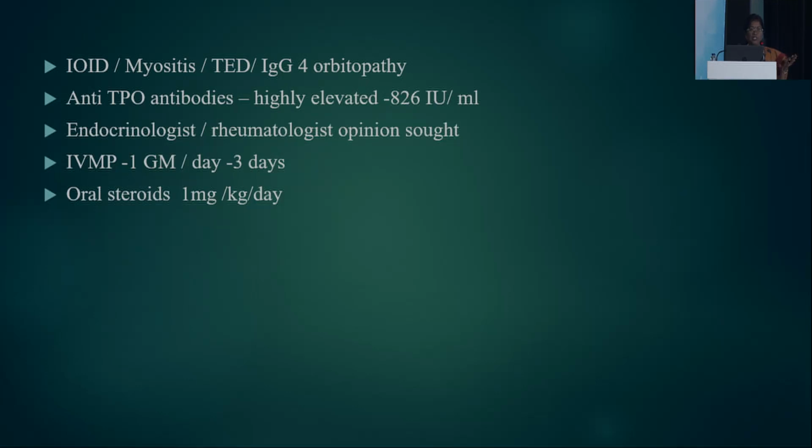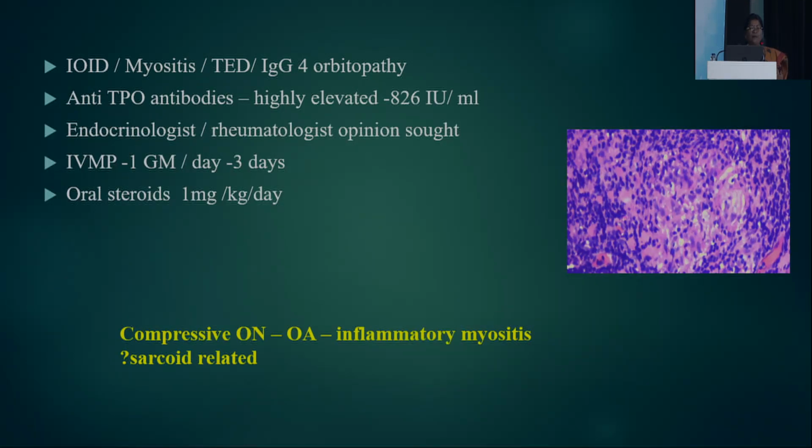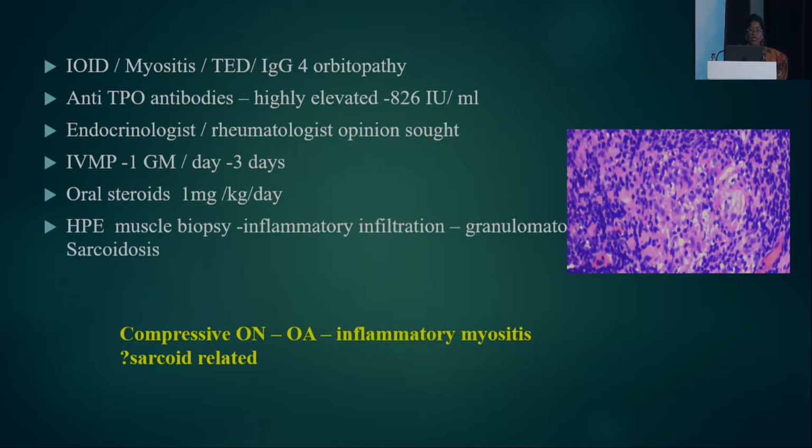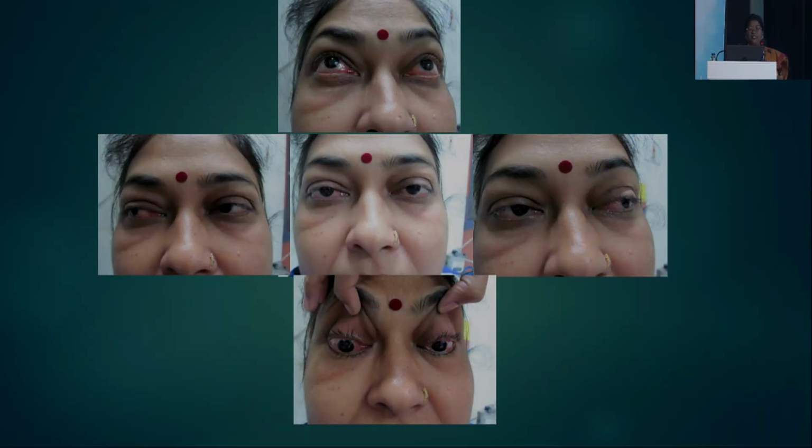We got all the specialties into the loop. We put her on IV steroids followed by oral steroids, but we went ahead and did a muscle biopsy too, which revealed diffuse inflammatory reaction, and that was a sarcoid-related inflammatory myositis, what we saw. She had a very effective recovery post-steroids, and that's the picture. There's a good resolution of all the soft tissue, and the vision also got better.